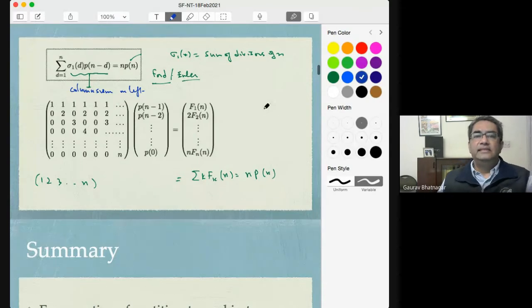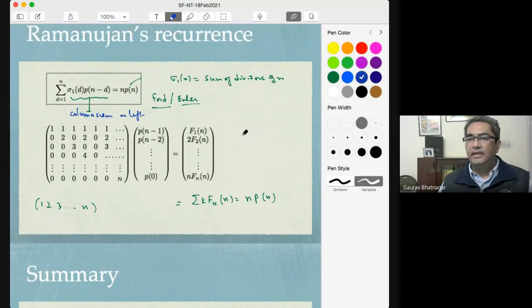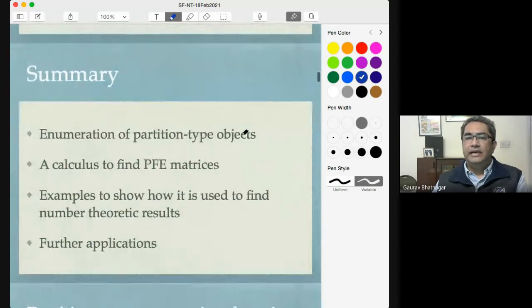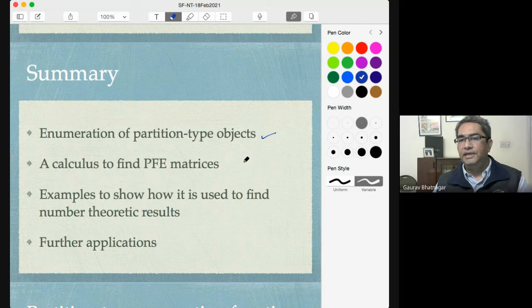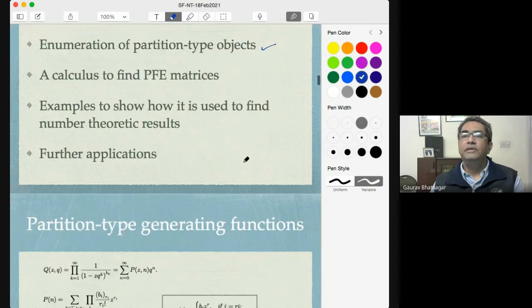So this just drops out immediately thanks to the structure of the matrix. This is the guts of our thought process. Actually, we are done here, except I have a million examples. What we do is we show enumeration of all kinds of partition type objects. We find a calculus to find the PFE matrices. We call them partition frequency enumeration, or PFE, and we give a lot of examples to show how number theoretic results come out, and then some further applications. Again, many are known, but there are some new things which came out through the study.